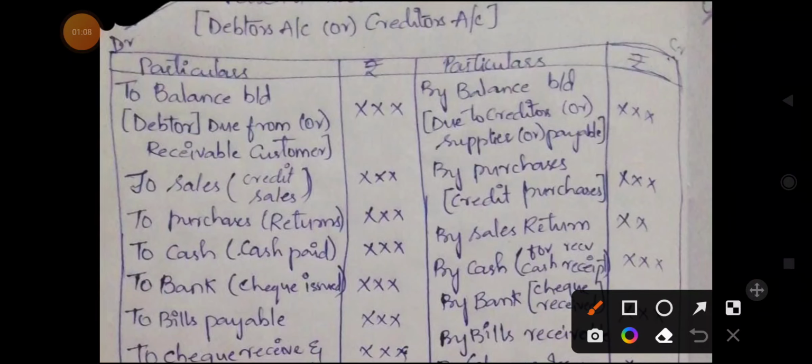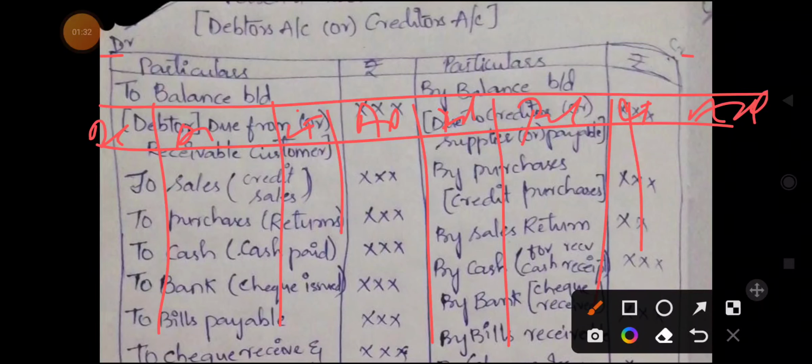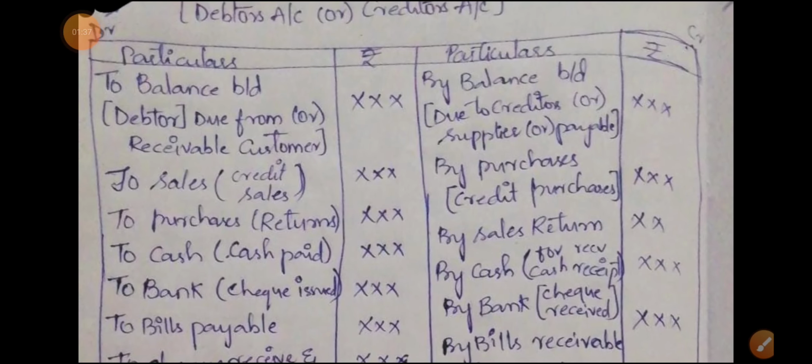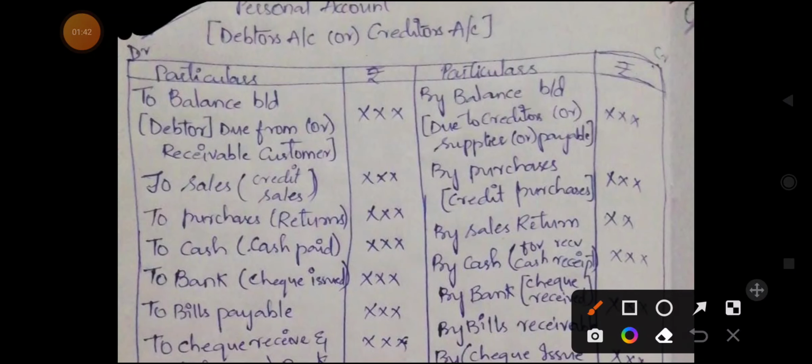How to prepare a personal account: a debit side and a credit side. You may prepare with other columns. If a date is given, the debit side has date, particulars, LF and amount. The credit side also has date, particulars, LF and amount. Like this you can prepare. I am just making it a pro forma, so all those things are not there, but generally one date column will be there.